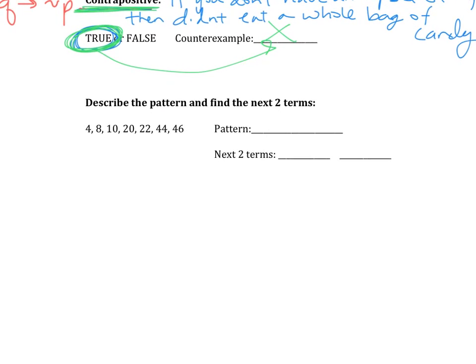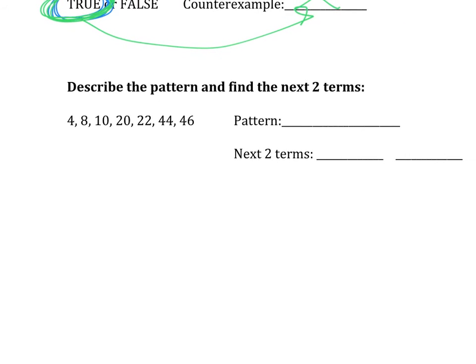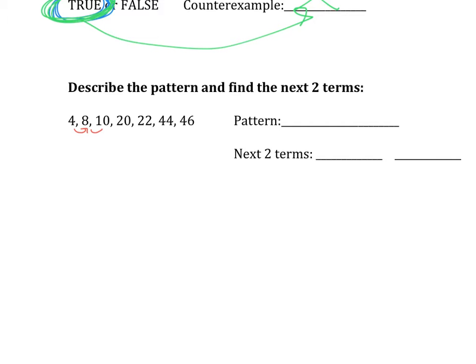Then patterns. Let's say we have this setup. It says describe the pattern and find the next two terms. So you're asking yourself, how did I get from 4 to 8? How did I get from 8 to 10, from 10 to 20, from 20 to 22? 4 to 8 might be plus 4, or it might be times 2. To get from 8 to 10, we're not going to multiply something to get that very easily. So that one's probably just plus 2.